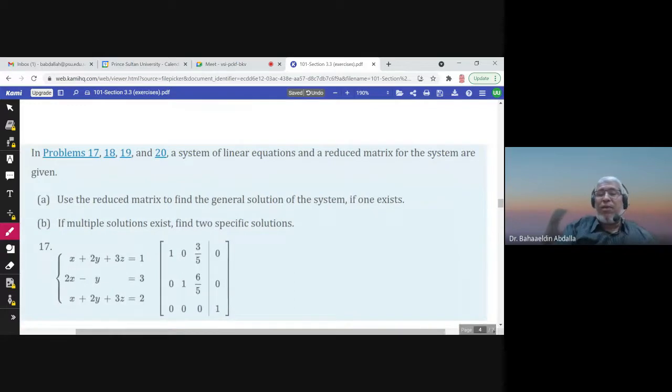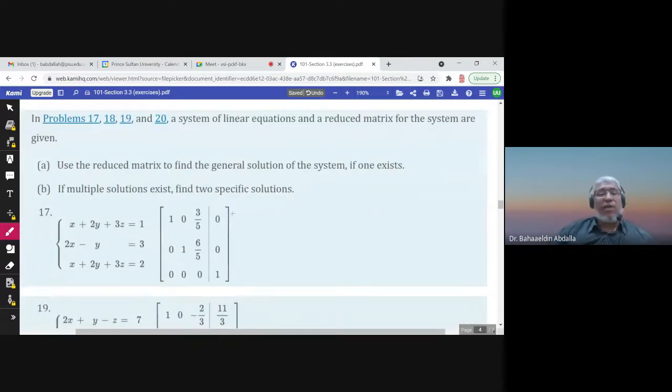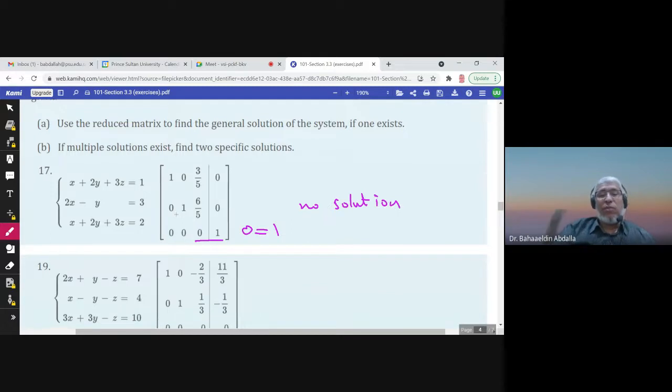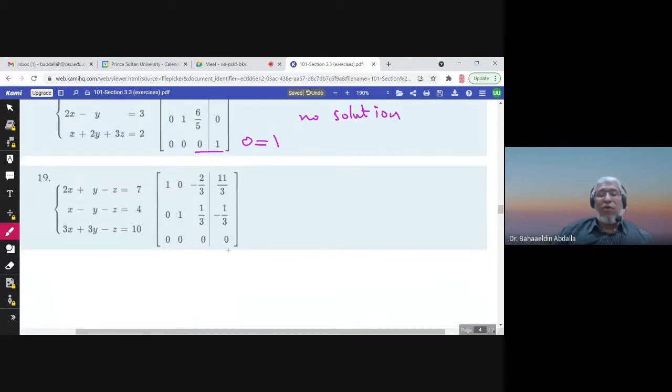A system and a reduced matrix are given. Use the reduced matrix. So this is the reduced matrix. He did all the operations for us and found the reduced matrix. So use this reduced matrix to find the general solution of the system if one exists. Well, here 0 equals 1. This is not possible. So there is no solution for this system.